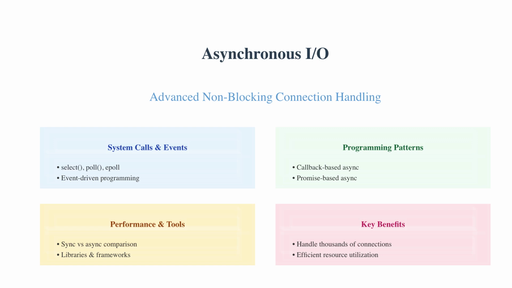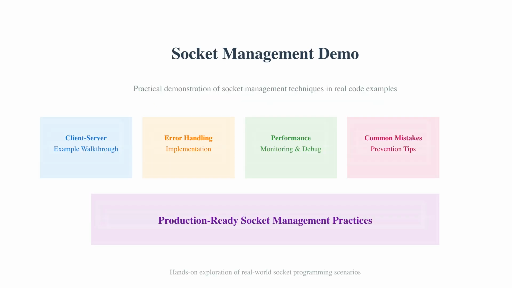Now, when it comes to programming patterns, we have two dominant approaches in the async world. The callback-based model was the original way. You register functions to be called when events occur. But this can lead to what we call callback hell with deeply nested code. Promise-based async programming emerged to solve this complexity. Promises provide a cleaner way to handle asynchronous operations, making code more readable and maintainable. Languages like JavaScript and Python have embraced this pattern extensively.